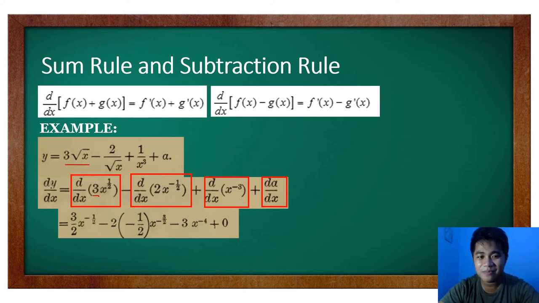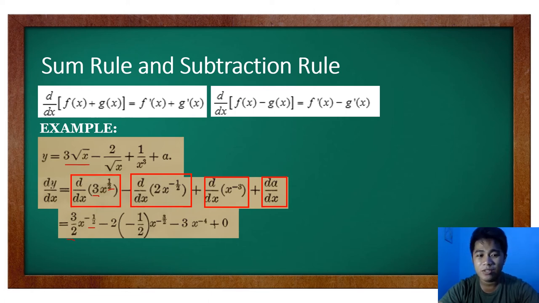So, yung first term po natin, which is 3x to the power of 1 half, yung gagamitin natin dyan is just a power rule. So, kung power rule siya, yung exponent niya is 1 half, so we have to multiply it by 3. And that is 3 over 2. So, yung 1 half naman po, yun po yung n natin. So, as I have said, minus 1 po yun, so negative 1 half. So, 3 over 2 and negative 1 half.